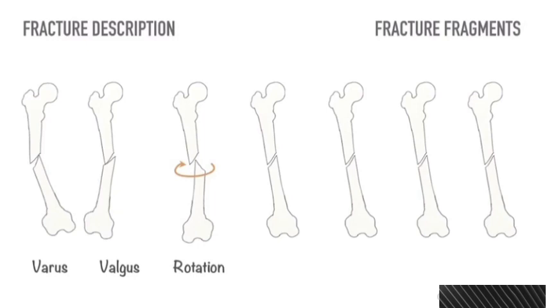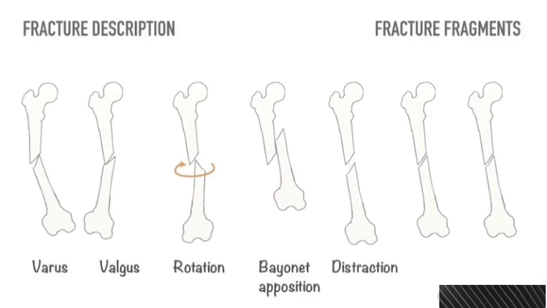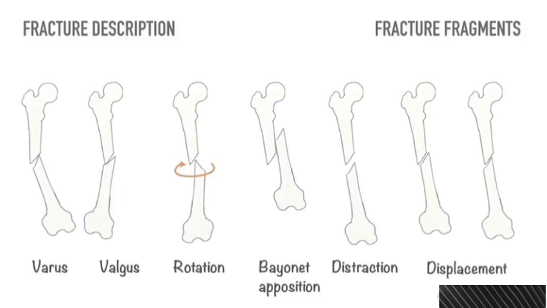Apposition is the amount of end-to-end contact of the fracture fragments. Bayonet apposition means overlap of fracture fragments in the longitudinal axis. Distraction is the displacement in the longitudinal axis of the bones. The fracture can also be medially or laterally displaced, depending on the position of the distal fragment.